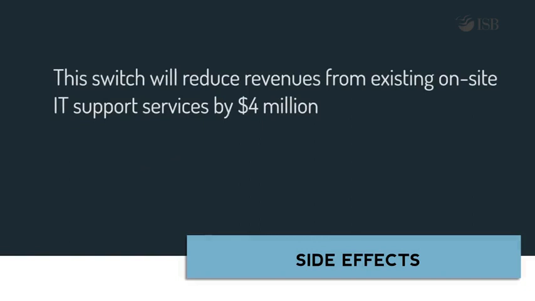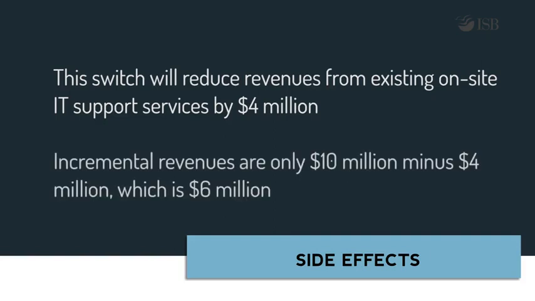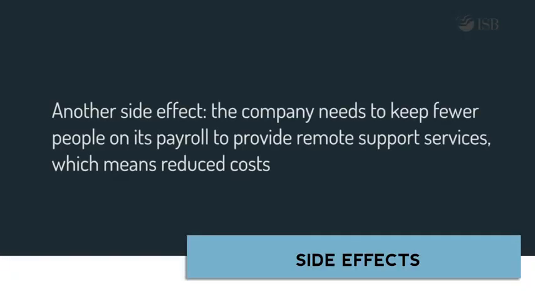For FCFs, we are only interested in incremental cash flows. That is, how does the project affect the status quo? So the net incremental revenues are only $10 million minus $4 million, which is $6 million. This reduction of $4 million in revenues is not captured in any form on the income statement, but it has a real impact on the company's free cash flows. Hence, such side effects need to be identified and adjusted for accordingly.